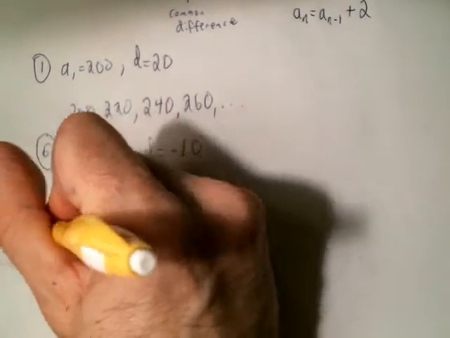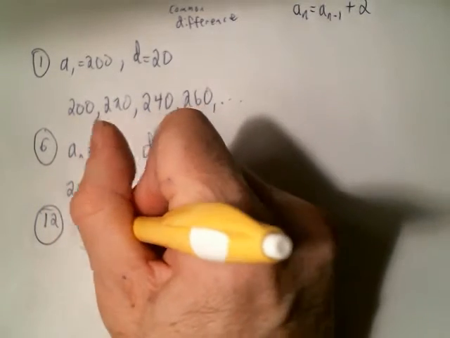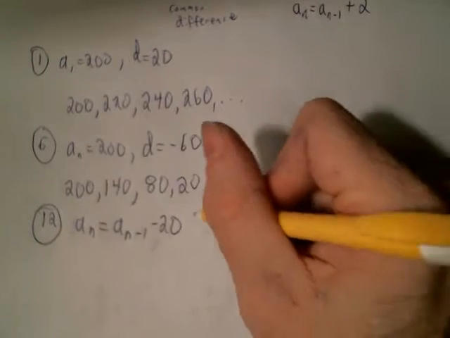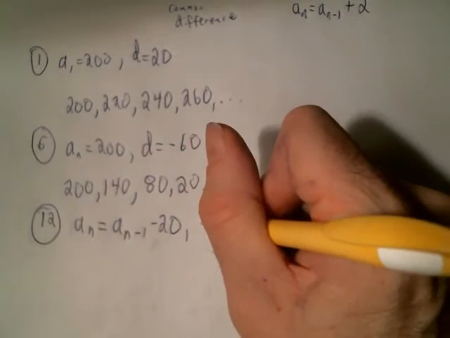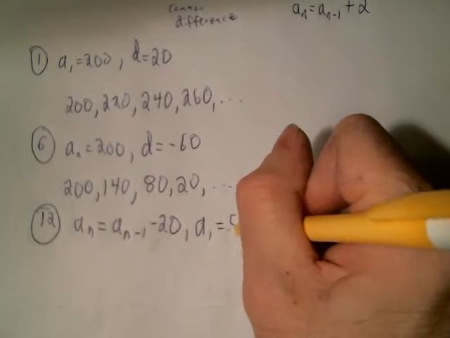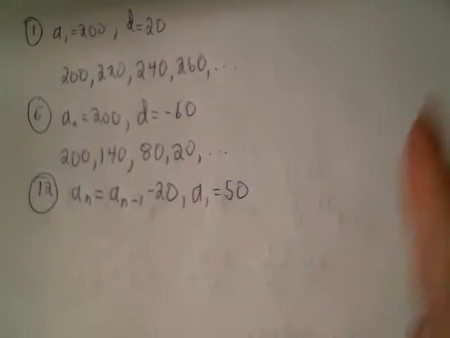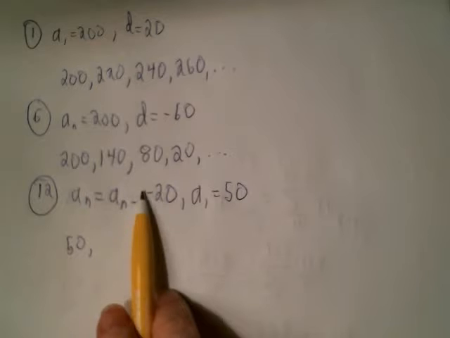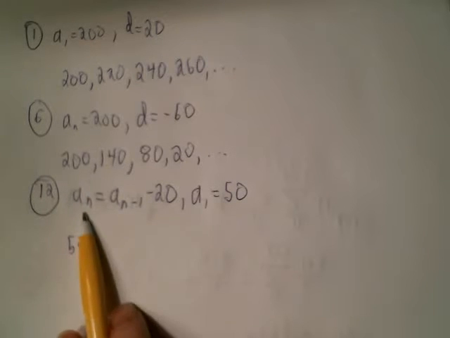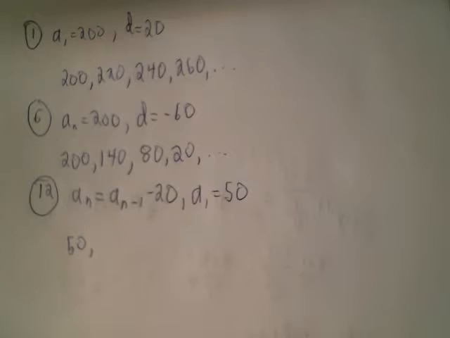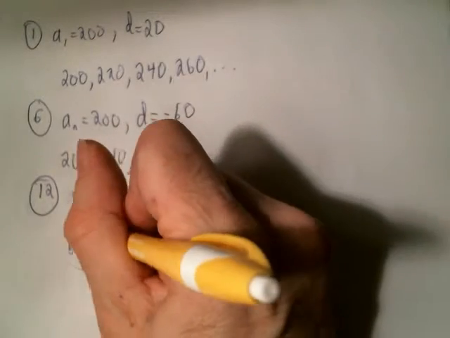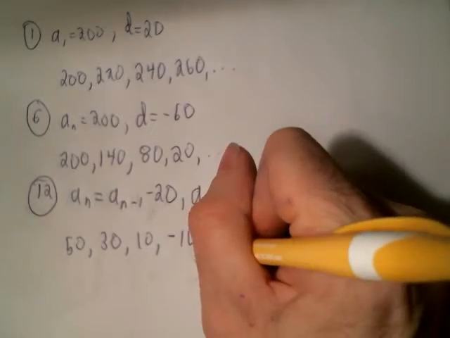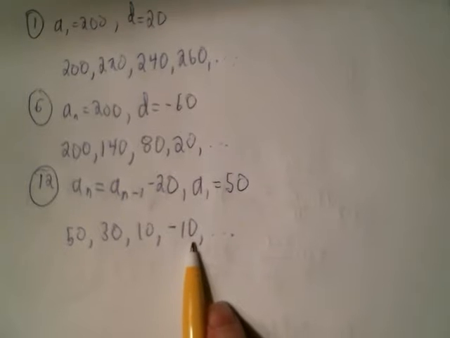Let's say number 12. So this time they give you the recursive formula, and they want you to figure out the first 4 terms of this sequence. A sub 1 is given as 50, so we start there. And then the formula is saying to get to the next term, you just take 20 away from the previous. So 50 and take away 20, we get 30. Take away 20, we get 10. Take away 20, you get negative 10. And there it is. We can have negatives in sequences.